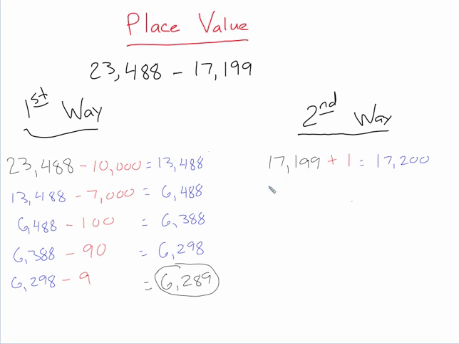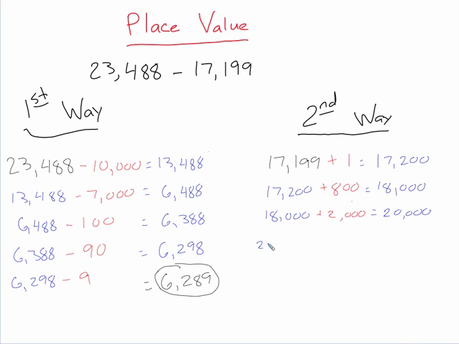It's going to give me 17,200. Now with 17,200, it makes it much easier for me if I add now to it 800, and that is now going to equal 18,000. Now at 18,000, I'm going to add 2,000 to it. Once I add that 2,000 to it, my new total is going to become 20,000.